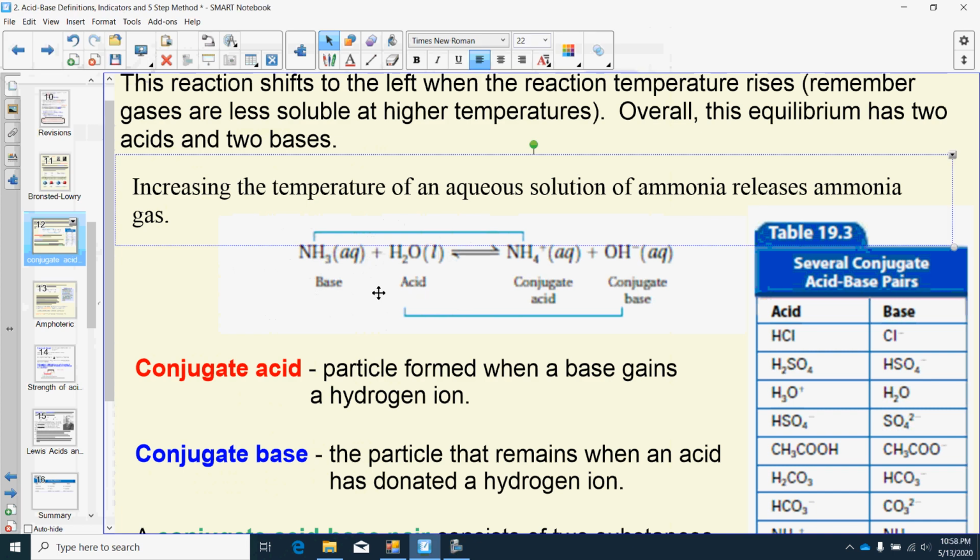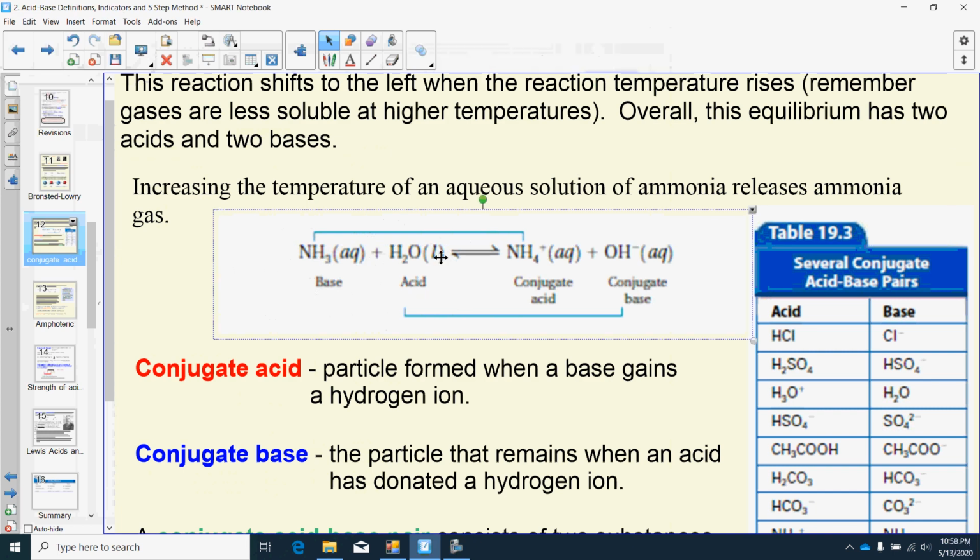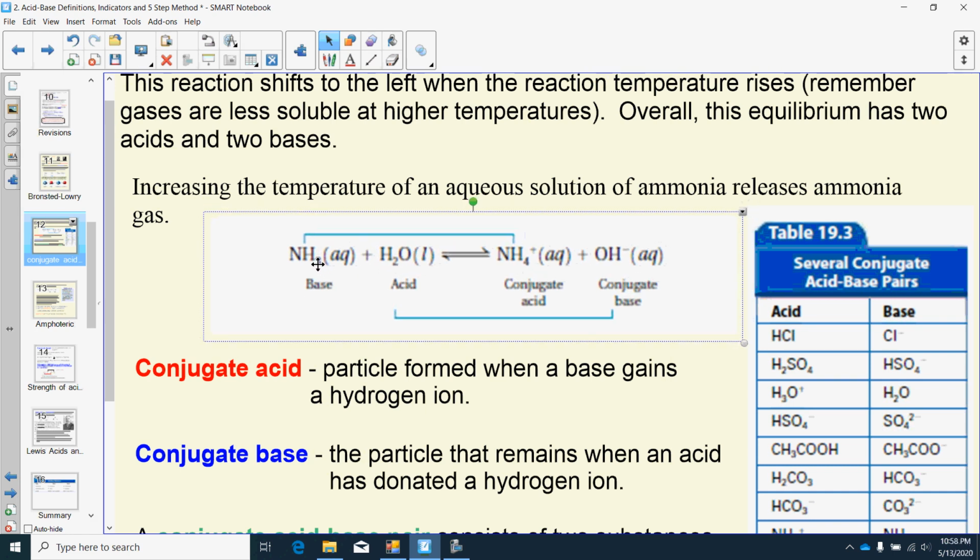Here, a lot of people think this is the acid-base pair, and that is incorrect. The acid-base pair is the base and what it looks like after it gains an H, or the acid and what it looks like after it loses the H. So these blue lines are actually matching up the acid-base pair. You'll always find acids and bases on the reactant side. You'll always find your conjugate acid and base on the product side.